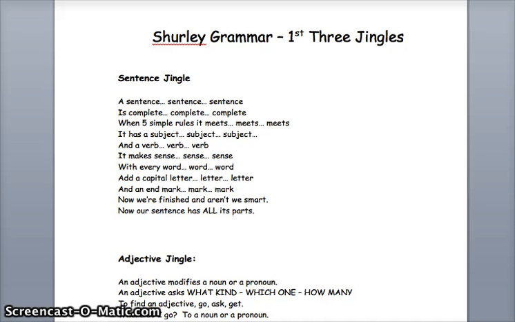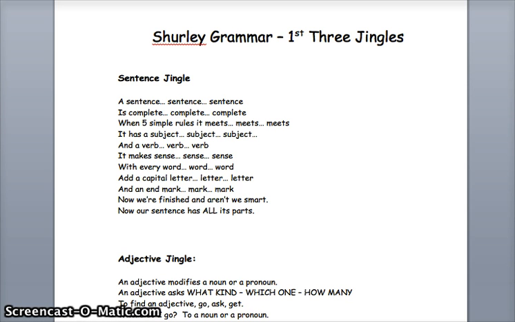A sentence is complete, complete, complete, when 5 simple rules it meets. It has a subject, subject, subject, and a verb, verb, verb. It makes sense with every word, word, word. Add a capital letter, letter, and an end mark, mark. Now we're finished, and aren't we smart? Now our sentence has all its parts.